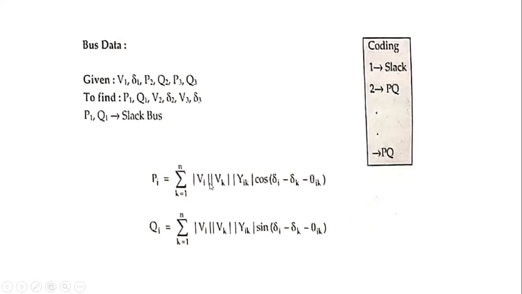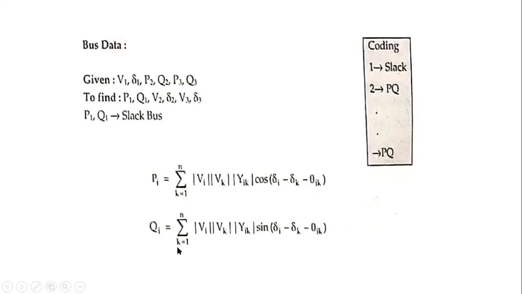Plus K is equal to 3. We are having the 3 buses. Okay, K is equal to 3: V1 V3 Y13 cos of delta 1 minus delta 3 minus theta 13.